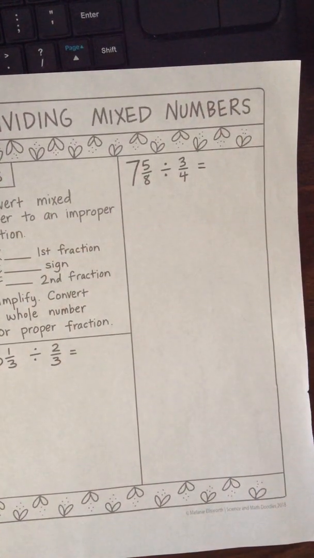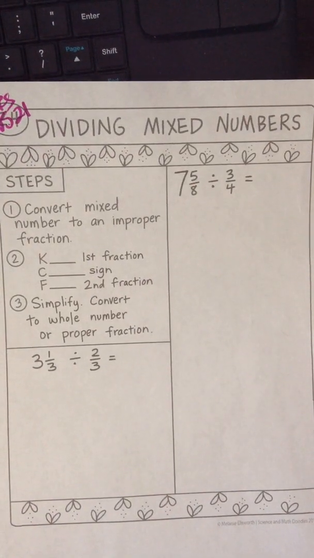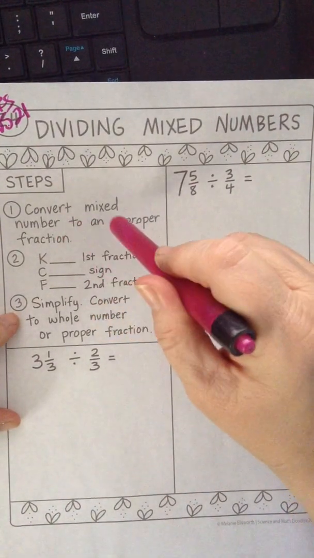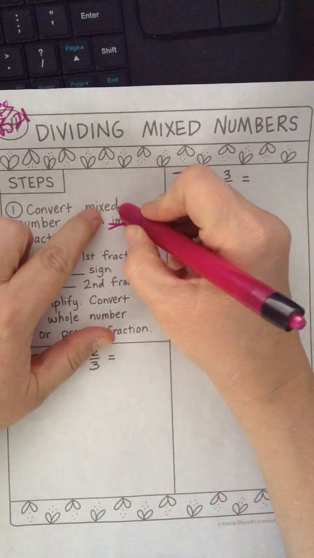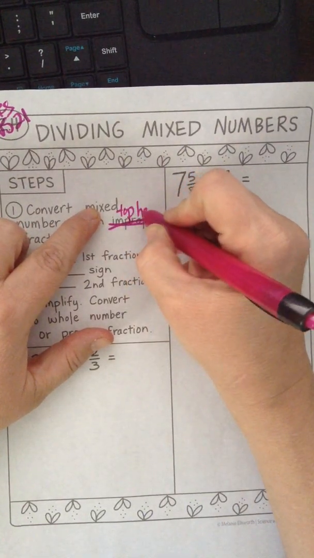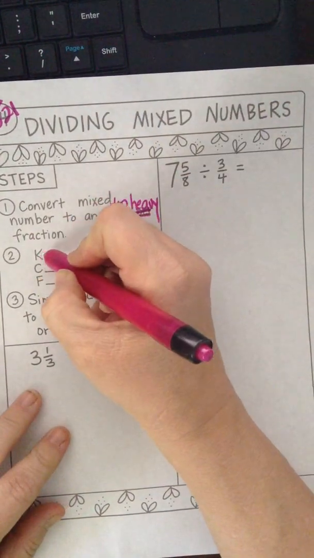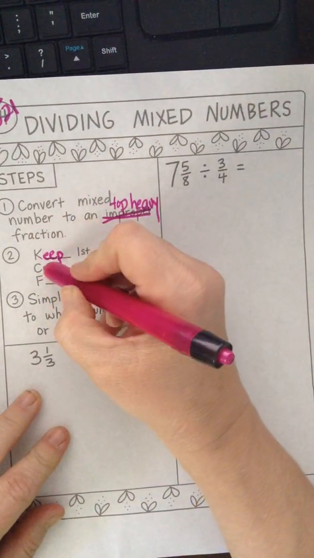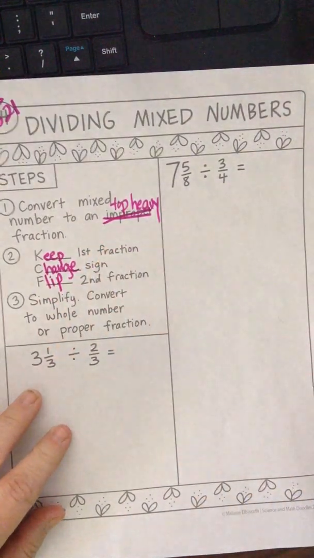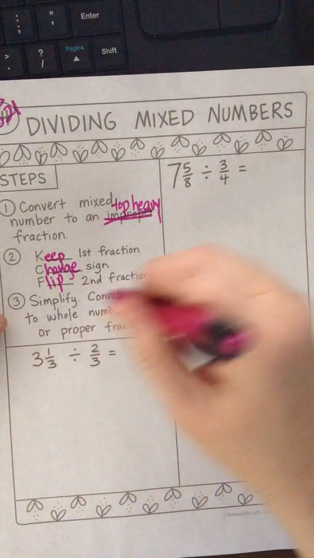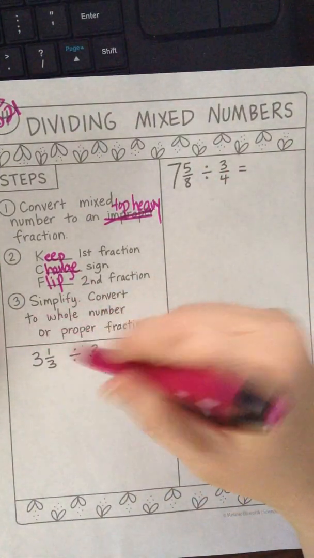Dividing mixed numbers. At this point, it should be super duper easy for you because we've already pretty much done this over and over. First, convert your mixed number to an improper, no, we don't want to say improper, we want to say top-heavy fraction. And then, of course, our favorite lunchtime: keep, change, and flip, not to be confused with Kentucky Fried Chicken. Here we go, and then we simplify and convert to a whole number or proper fraction.